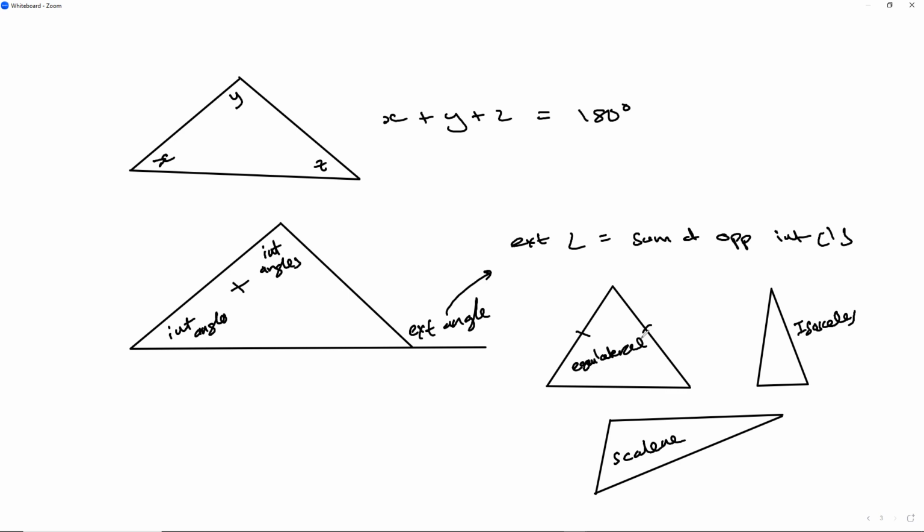We use this dash to show that all the sides are equal. These two are equal, that one is different. So we need to put 2 over here. This one, they're all different. So they'll all have different dashes.